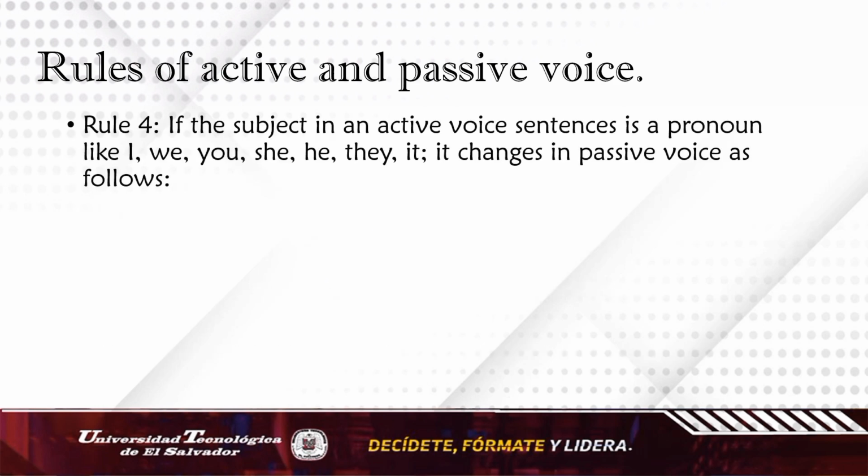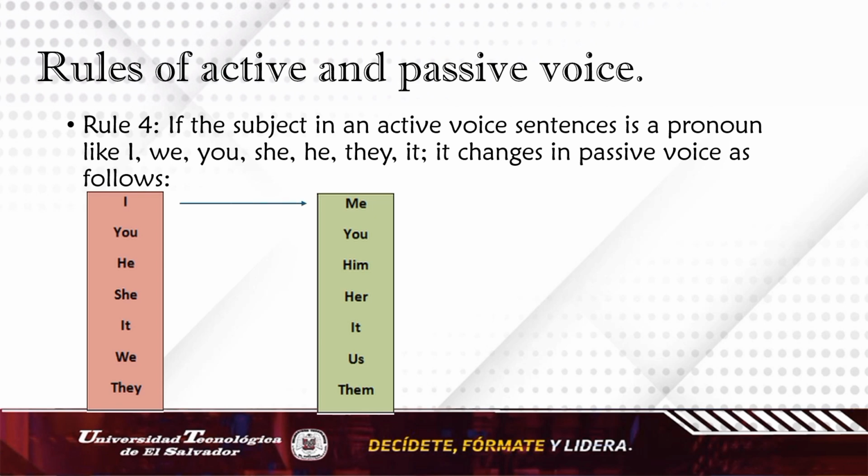Rule 4. If the subject in an active voice sentence is a pronoun like I, we, you, she, he, they, it changes in passive voice as follows. I is changed into me. You remains unchanged. He is changed into him. She is changed into her. It remains unchanged. We is changed into us. And they is changed into them.